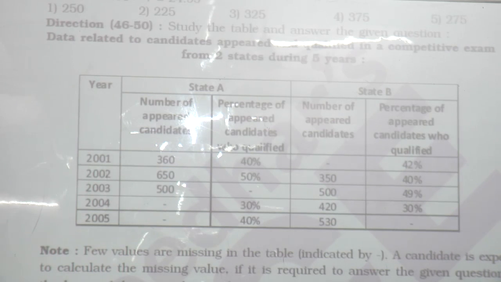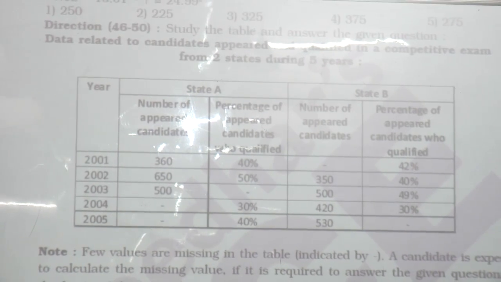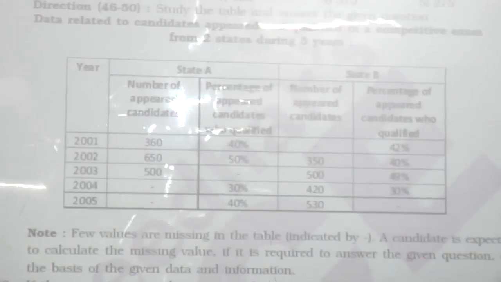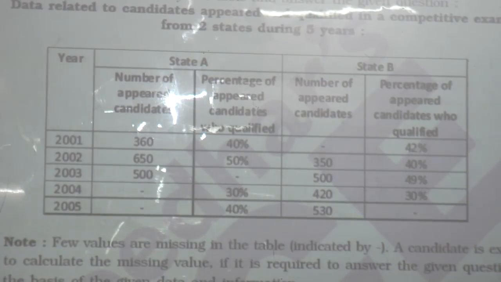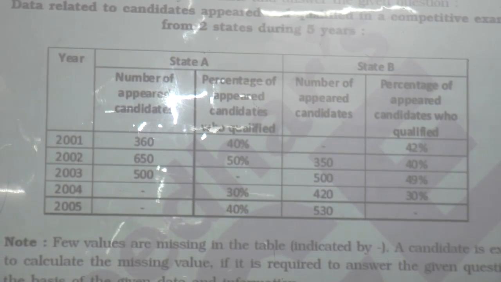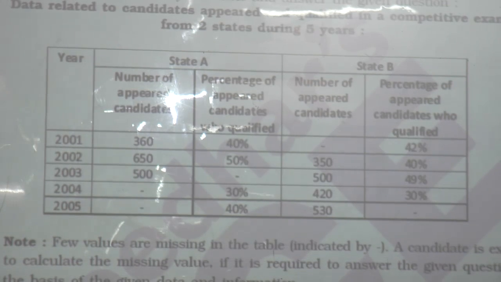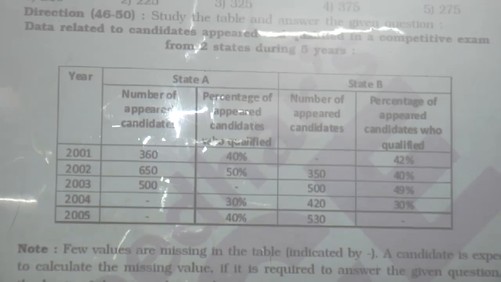Next. So data related to candidates who appeared and qualified in a competitive exam from 2 states during 5 years. Number of appeared candidates and then percentage of appeared candidates who qualified, and in state B same information, appeared candidates and then those who have qualified. Percentage is given, right? So whatever the leftover numbers we have, leave them.